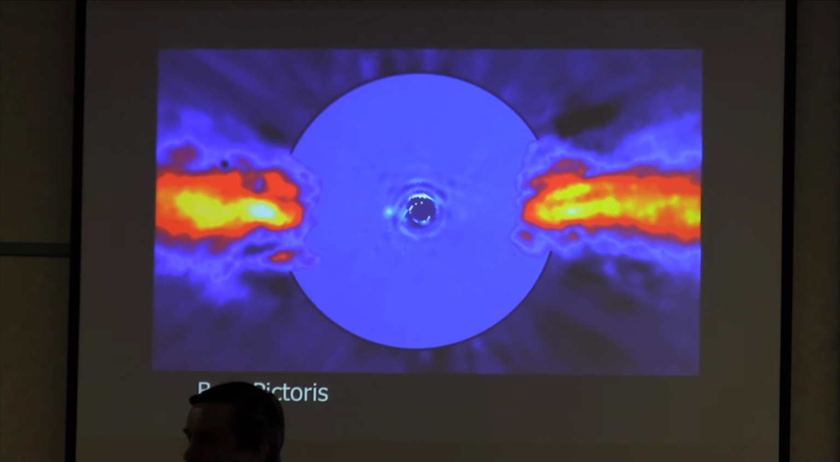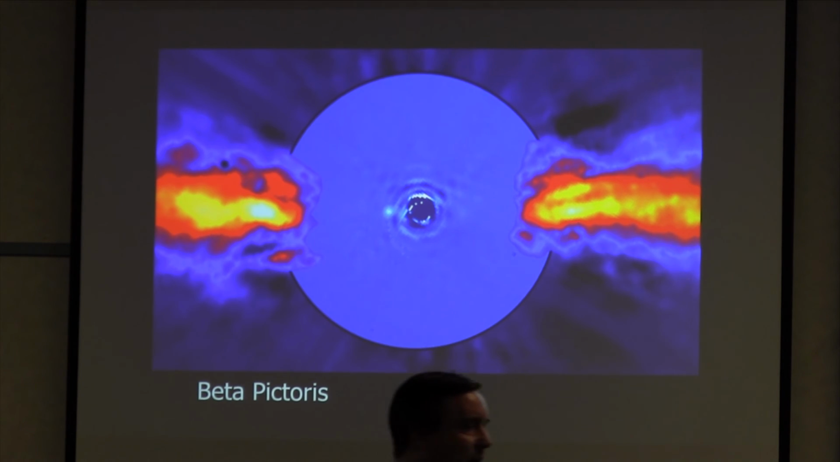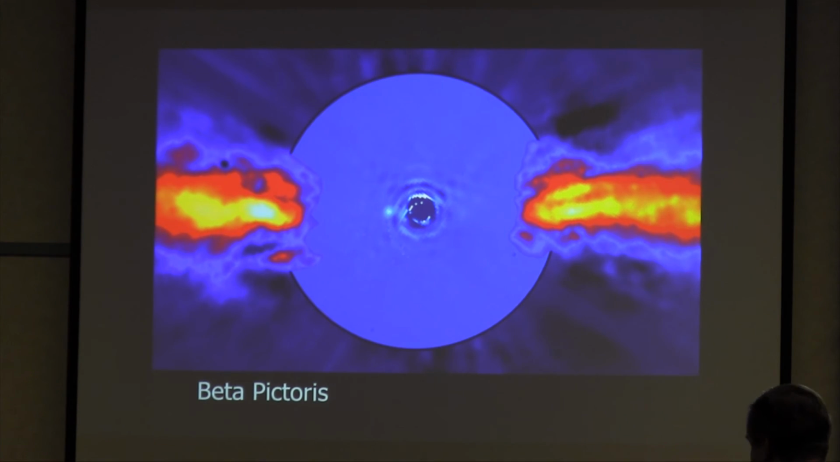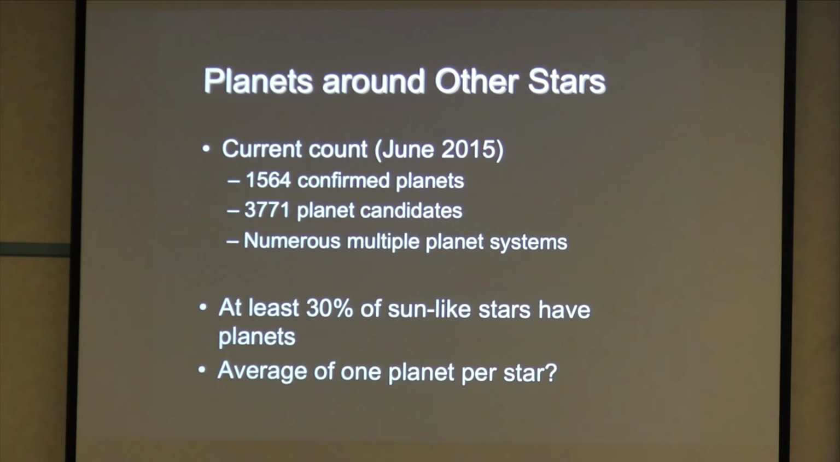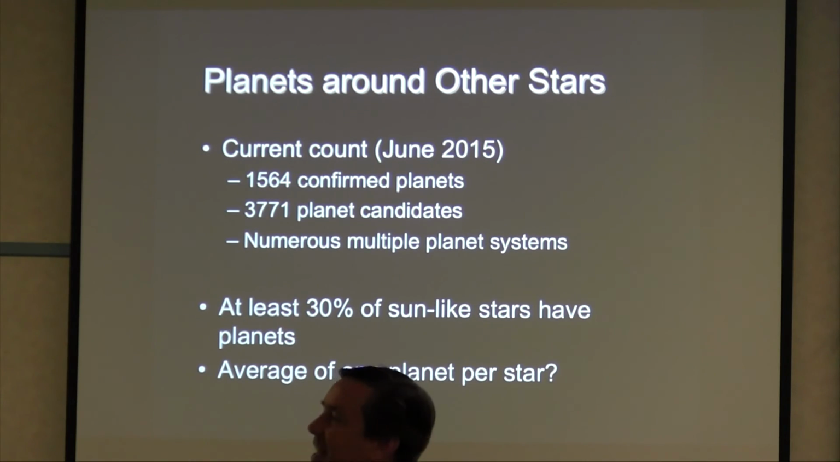But I've given you the 3 major, exciting ways that we have seen planets. All right? And so when we look at these planets around other stars, we've got 1,564 confirmed planets. Planets that the community has said, we've got enough evidence, we really believe that we've got these planets around these other stars. When there's indirect evidence, you have to have a confidence level. All right? We have another 3,771 candidates.